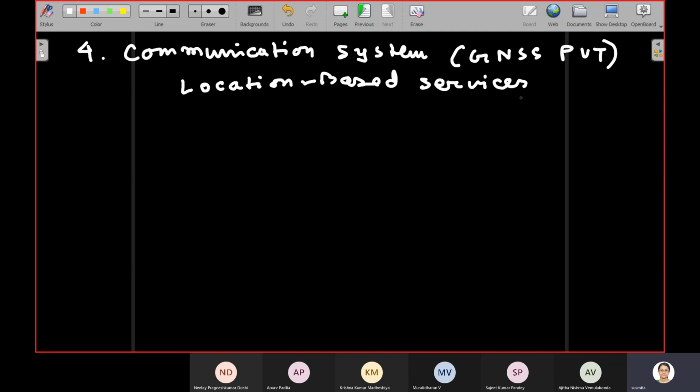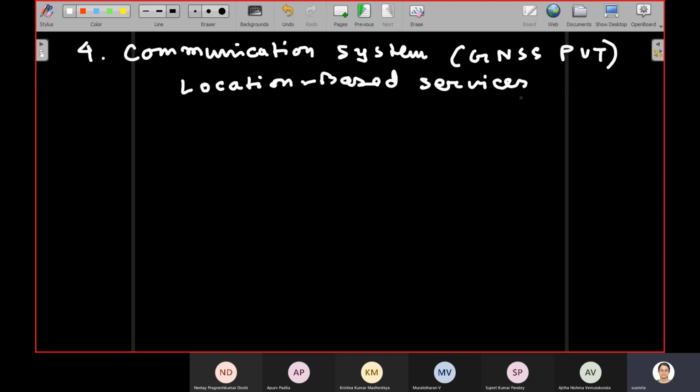Then suppose you want directions to a place. You just give the destination, and then the phone will give you the directions to that place. How is this possible? This is possible because GNSS gives your current location, which is projected onto a map, and then there is some pre-installed software in the phone which gives you directions to the location where you want to go.